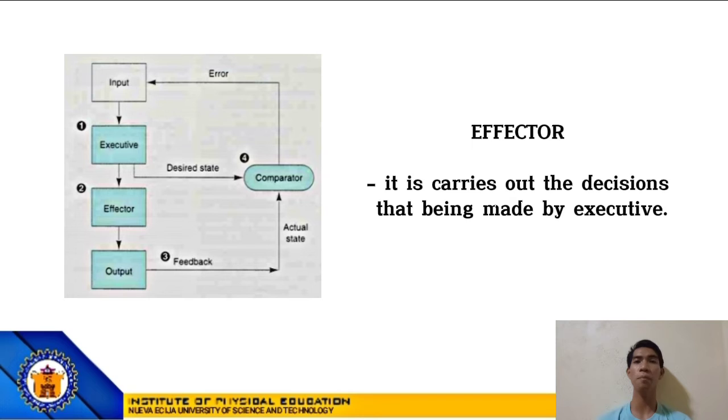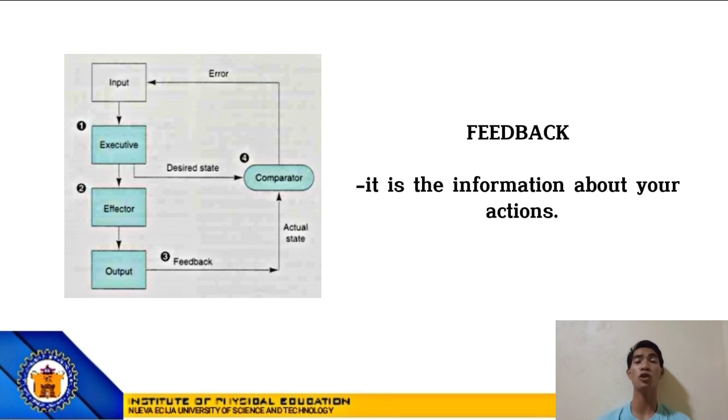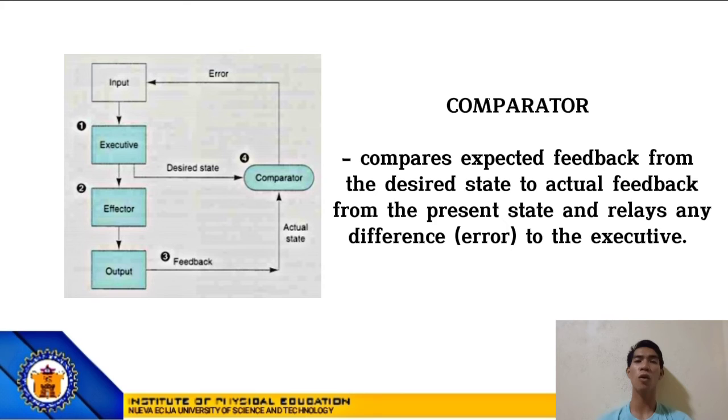So next is the feedback. It is the information about your action. So ito yung pagbibigay ng information kung tama yung execution o action na ginagawa. So lastly is the comparator. So ito naman yung pagkukumpara sa actual state and desired state pag may na-detect na error. Isesend ito ng executive, then the executive will make a decision, and then isesend naman sa effector para may correct yung execution para ma-achieve yung o maisagawa ng tama yung desired goals or action.